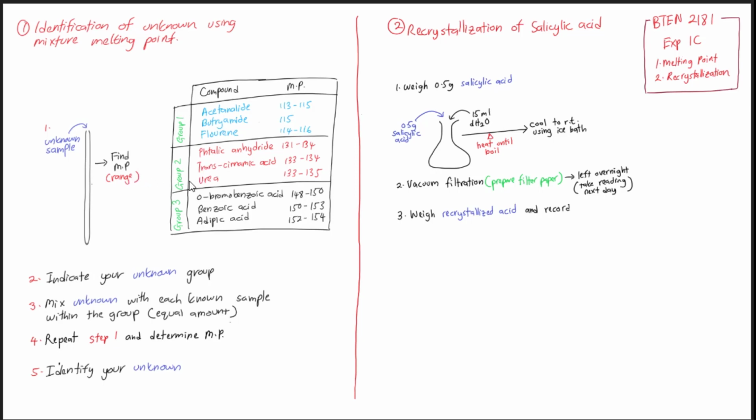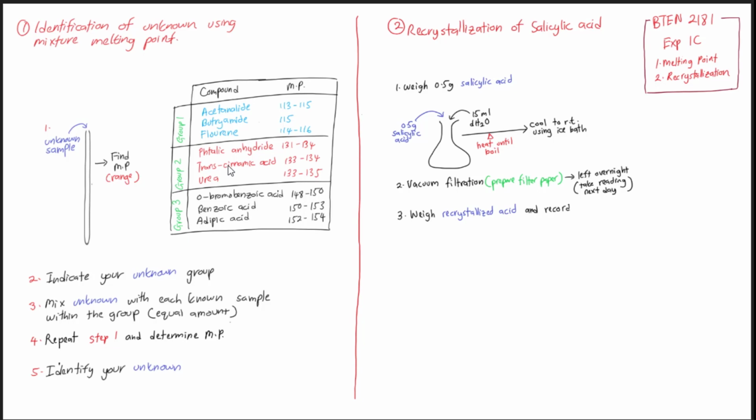When you do that, if the mixture contains, for example, cinnamic acid plus phthalic acid, the temperature that you get is totally different. It will not be around 130 anymore. It will become lower, maybe like 100, something like that.